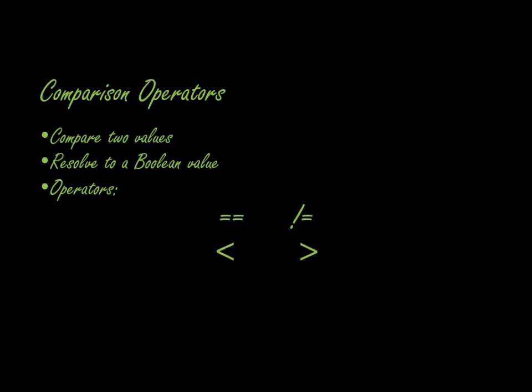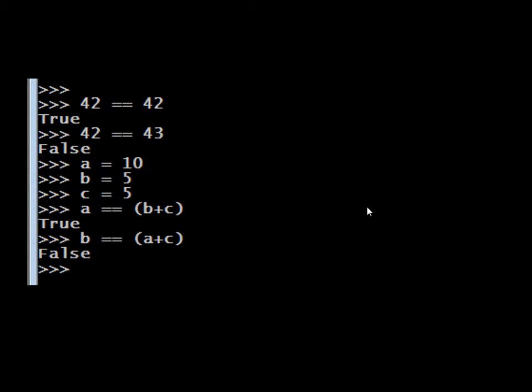Less than and greater than. Pretty simple. Hopefully everybody has seen those before. Less than or equal to, greater than or equal to. Those are the 6 comparison operators that we have to deal with in Python. All right, so go ahead and experiment. Put in 42 == 42, and you get a True back. Put in 42 == 43, and you get back a False.